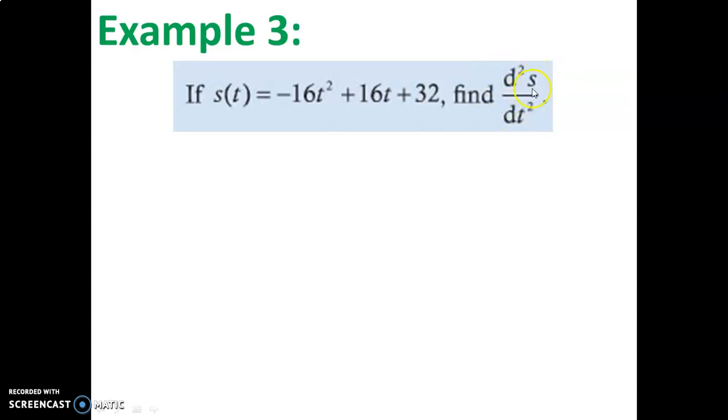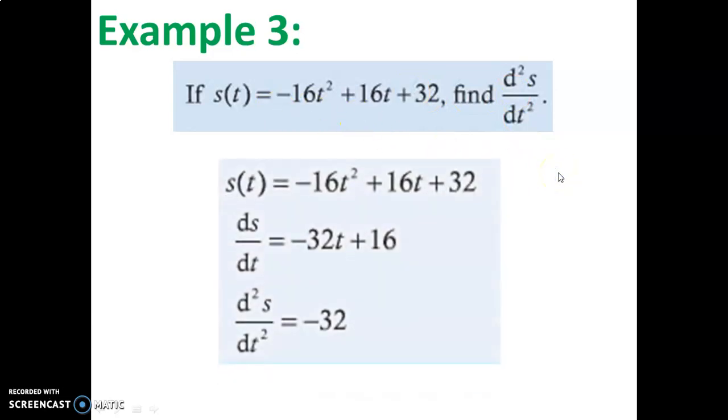Second derivative of s in relation to t, right? So this is always like your y thing, and this is your x thing, right? So s and t. So it's just the same as writing dy dx, but we have s and t here. Okay, so find the second derivative. Check your work. First derivative, ds dt. And then second derivative, right here.